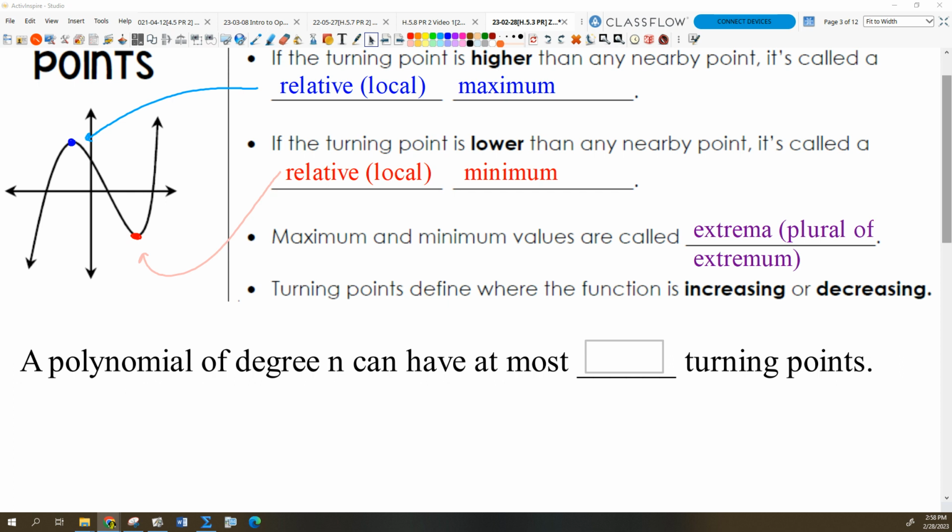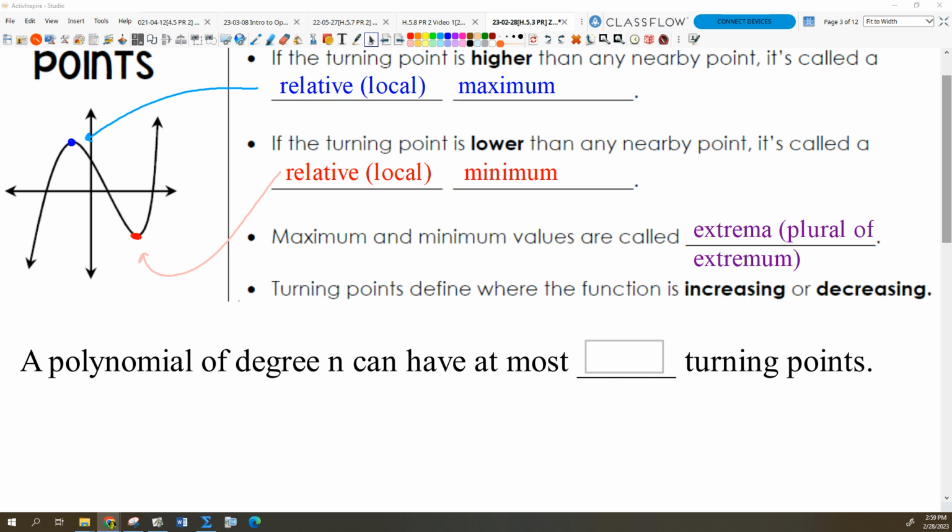And I'll give you a hint. You can't pick a specific number here because the degree could be 1,000 and it could have all kinds of turning points. No, not infinite. But if the degree is n, which is a whole number, so if the degree is n, then how many turning points could you have? Not n. I'll give you an example.